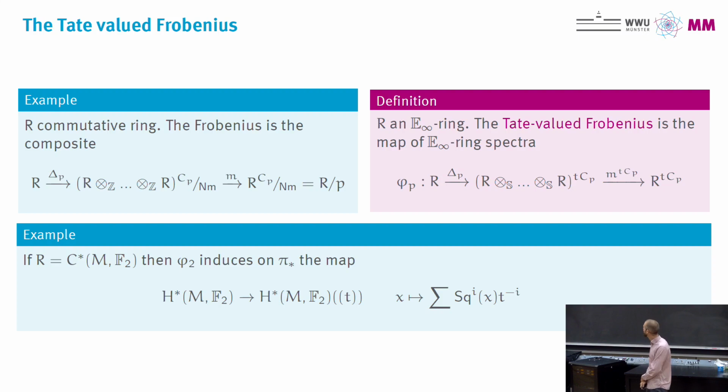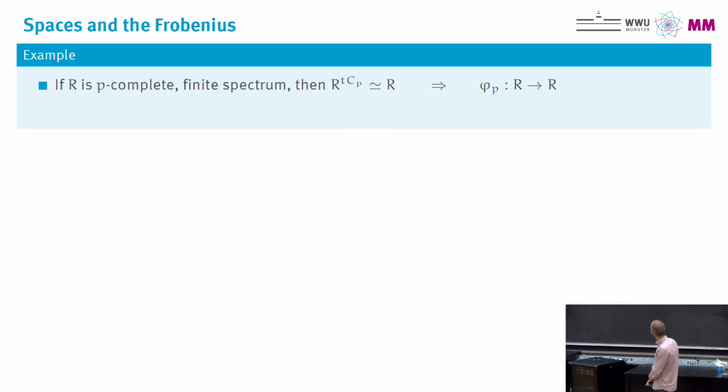Okay, so that's what I wanted to say about the Tate-valued Frobenius. And now let me get back on one slide to my initial motivation about spaces. What we can do is, by the Segal conjecture thingy, if R is a finite spectrum and p-complete, then we've seen before that the Tate construction is equivalent to R. That is kind of the Segal conjecture. As a result, I can interpret this Frobenius as an endomorphism of my ring spectrum. Then it maybe starts looking more like the Frobenius you're used to from ordinary land. And so I can study that in this case.